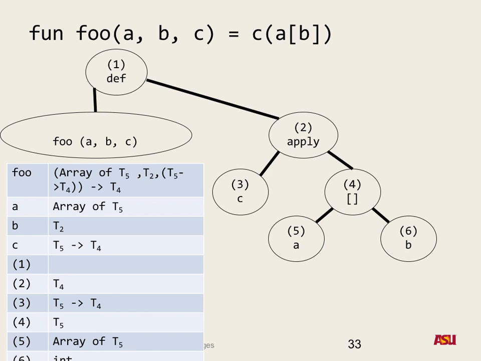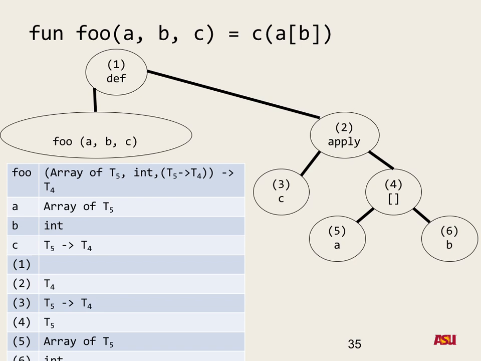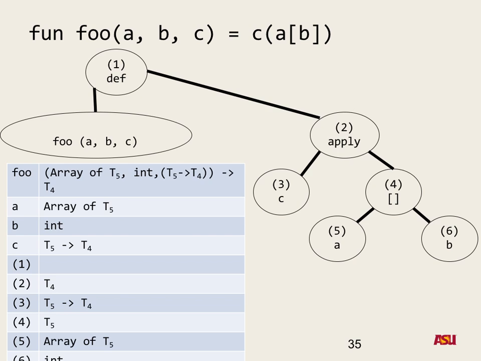T2 must be an int. Which one's more specific? Int. So we can replace every T2 with an int. And now we've gone all the way through, so we don't need to iterate in this version that we're doing here. Now we know all the types for all the variables in this function. So we know that foo is a function that takes in an array of T5s, an int, and a function that takes in T5s and returns T4s, and all of this returns a T4.